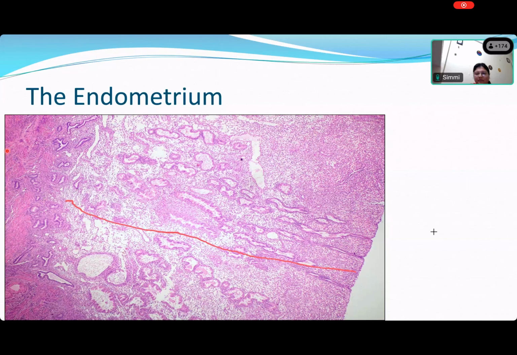This is the superficial part. This is stratum functionalis, and this is the deeper part. That is stratum basalis. Very good. So you have got two parts of this endometrium. Is there any other part to this endometrium, Simi? There is also an endometrial lining.